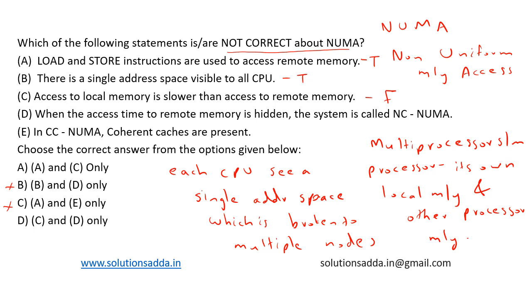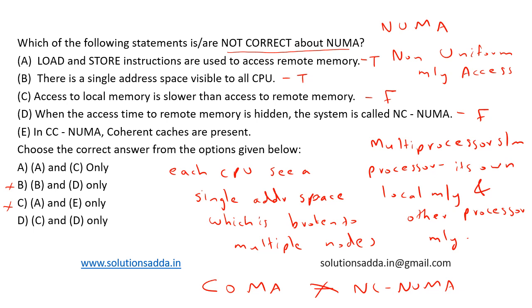Now let's see option D. When the access time to remote memory is hidden, the system is called NC NUMA. This statement is also incorrect. When the high latency of remote memory access is hidden by caching or other techniques, the system is called cache only memory architecture, that is COMA, and it is not called NC NUMA. So D is also false. So C and D only will be the correct answer.